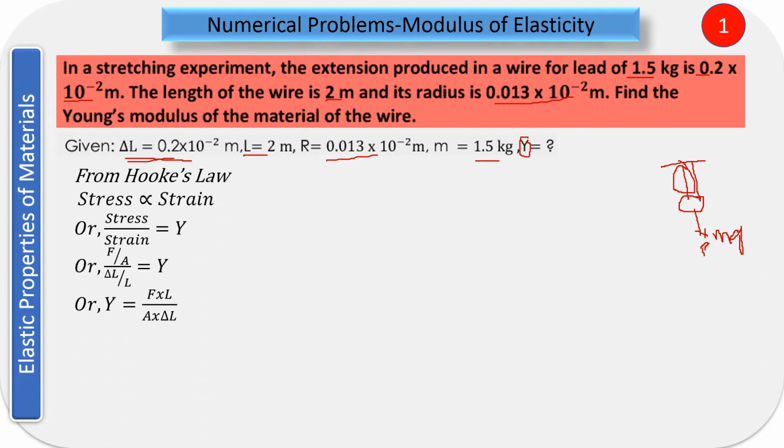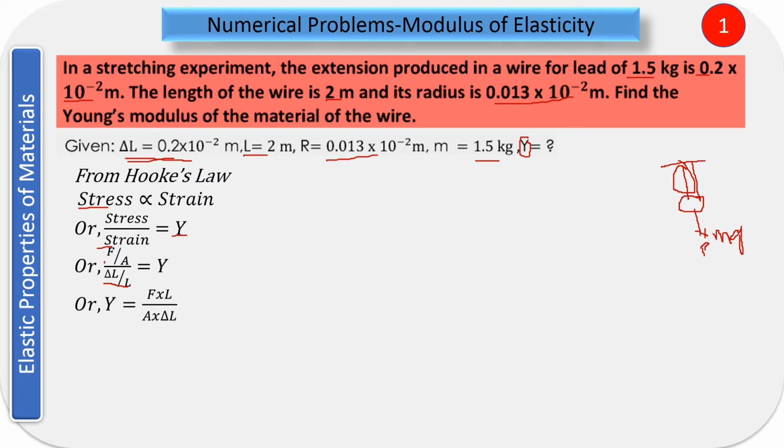So it is a very simple problem. You have to apply Hooke's law, and from that you know that stress is directly proportional to strain. Therefore stress upon strain is your Young's modulus. Now what is the stress? Stress is your force per unit area. And strain is the change in the length upon the original length. So delta L is the change in the length and L is your original length.